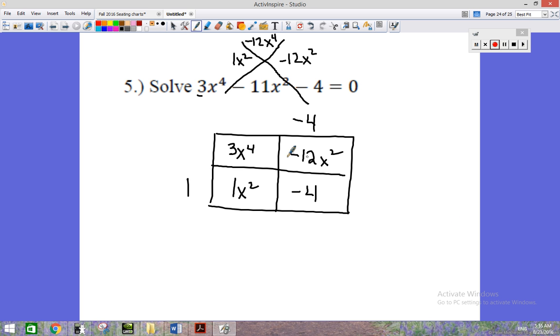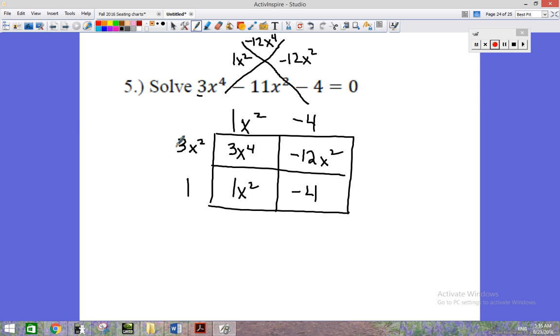When I look across here, both of these numbers are divisible by 3, and both of them contain 2 factors of x, and we write that as x squared. So when I look at this vertically, the 3 and the 1, we don't have a number in common, but with the variable x to the fourth and x squared, both of them had a factor of x squared.